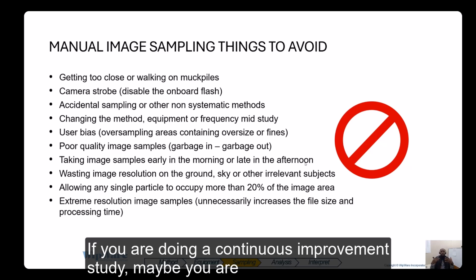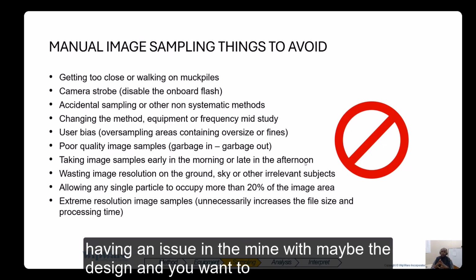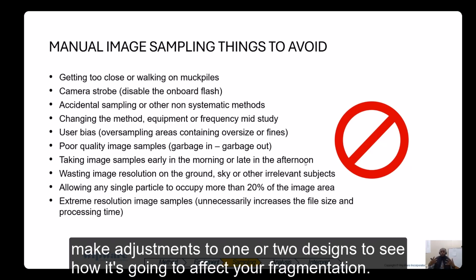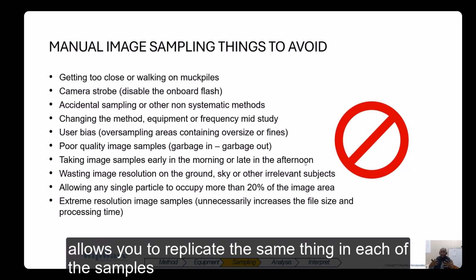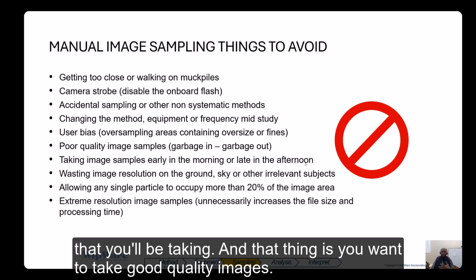If you are doing a continuous improvement study, maybe you are having an issue in the mine with the design and you want to make adjustments to one or two designs to see how it's going to affect your fragmentation. So you want to use a system, an approach that allows you to replicate the same thing in each of the samples that you'll be taking.